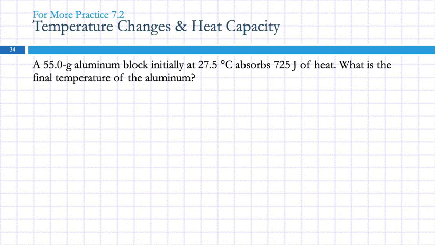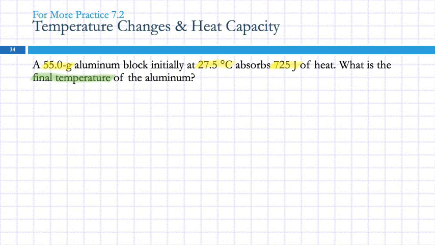Here's another example using the Q equals MC delta T equation. A 55-gram aluminum block, initially at 27.5 degrees Celsius, absorbs 725 joules of heat. What is the final temperature of the aluminum? Much less story in here, fewer words. 55 grams, 27.5 degrees Celsius, 725 joules. And we're looking for the final temperature.